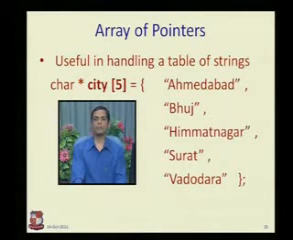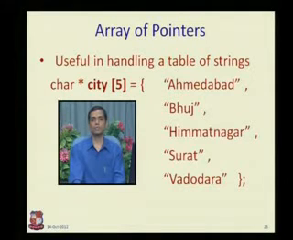So if I want to access Himmatnagar, how will I access it? I will write city bracket, then what would be the number? It would be 2, because 0, 1, 2, 3, 4. See, I have 5 elements, but I will be accessing the array as I have done previously: 0, 1, 2, 3, 4, like this. The number starts with 0. So when I put city 2, that means the pointer city 2 is pointing to Himmatnagar. If I want to point to Surat, then I will write city 3. So that city 3 pointer will be pointing to Surat. Okay, so this is the array of pointers.